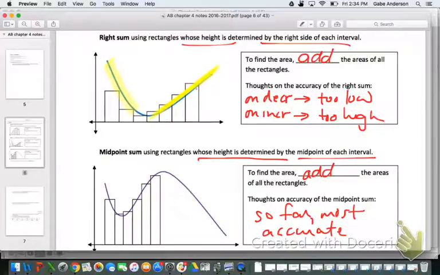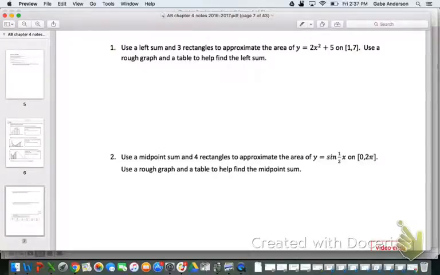Okay, so our first one says use a left sum and 3 rectangles to approximate the area of y equals 2x squared plus 5 on the interval 1 to 7. Use a rough graph and a table to help find the left sum. So I'm going to do a rough graph here. y equals 2x squared plus 5 is going to be a parabola.